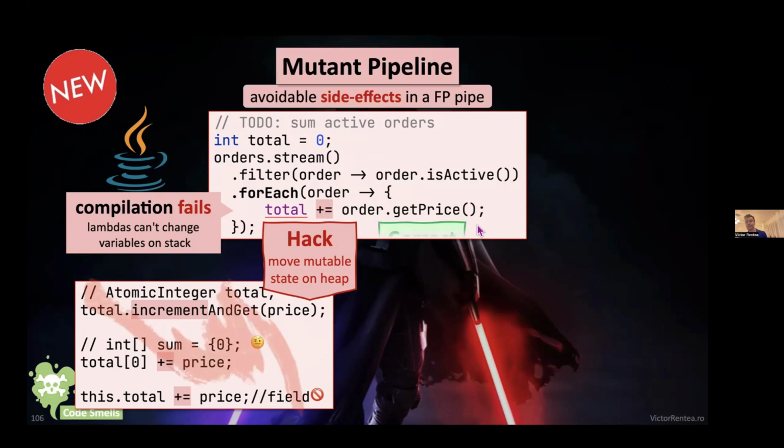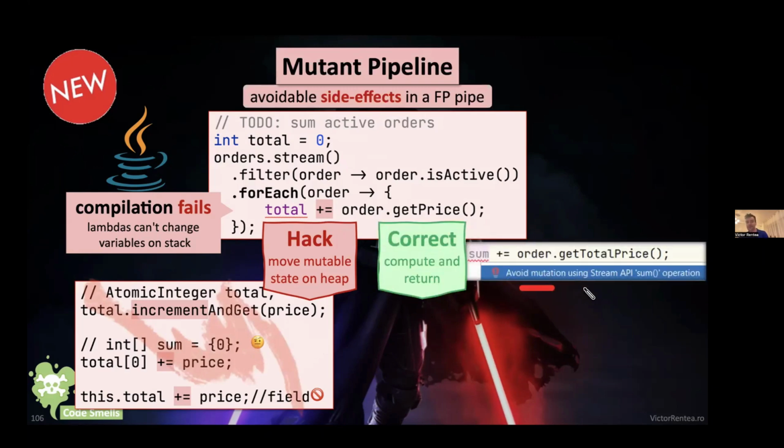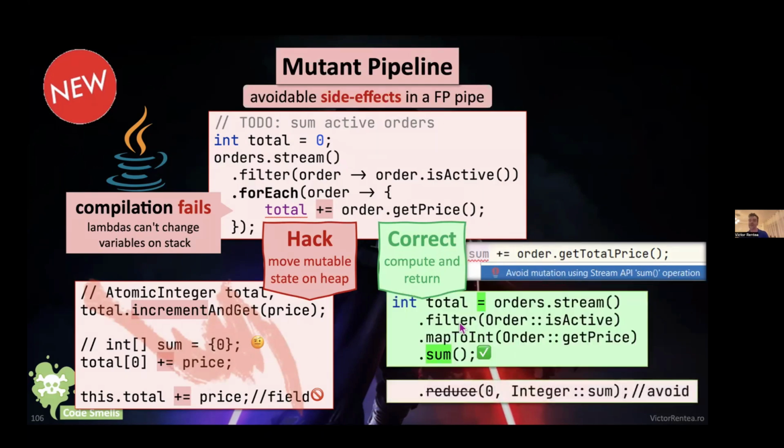Nowadays, however, IntelliJ came up with a better solution: avoid mutation using the stream API sum operation. So it actually suggests this now, and if you click that, it's going to come up with the proper solution, which does not change. Rather, it returns. See the point? I'm returning, not changing. This is changing, right? So in other words, forEach is a code smell.